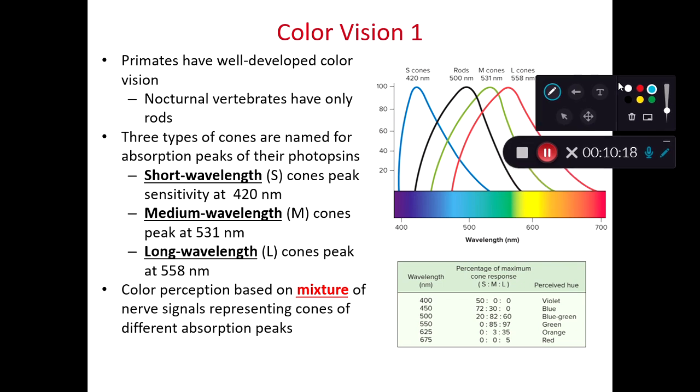So when we perceive different colors, like think of the ROYGBIV, the colors of the rainbow, we're going to have a mixture of S, M, and L cone stimulation mixed and matched to give us different colors that we're perceiving. So to see green, we're going to have activation of both the M and L cones. To see violet, we're going to have only S cones activated. To see red, we're going to have only the L cones activated. So based on these different mixtures of activation, we can perceive that as different colors.